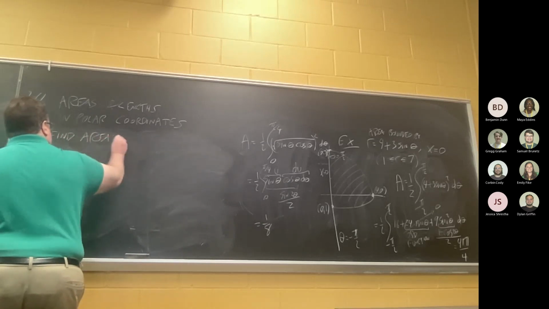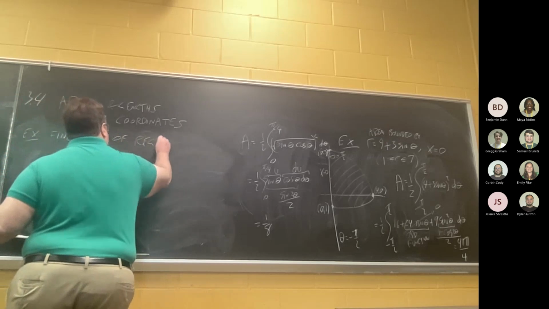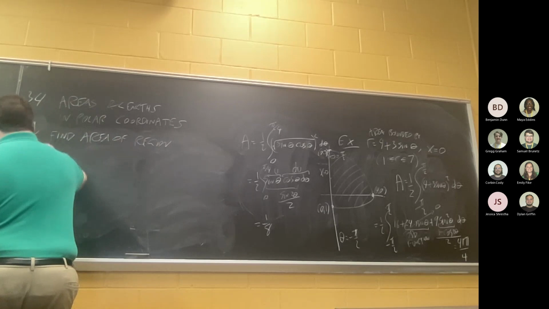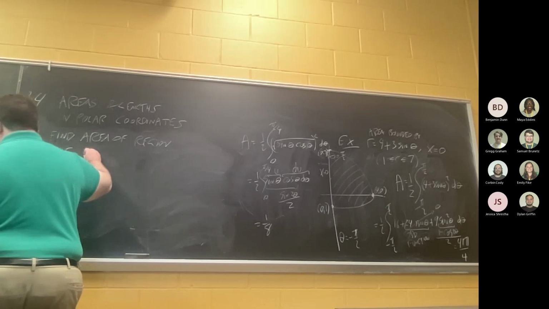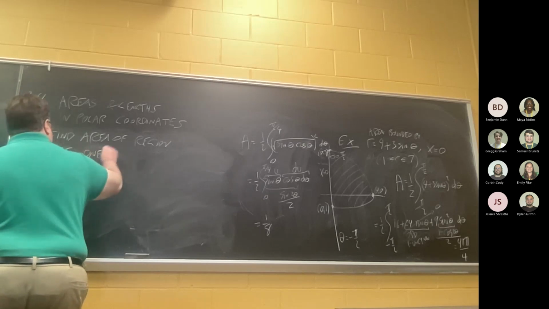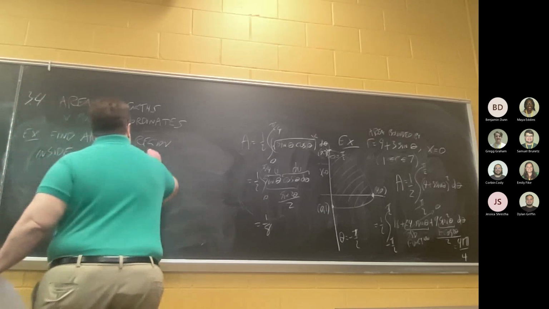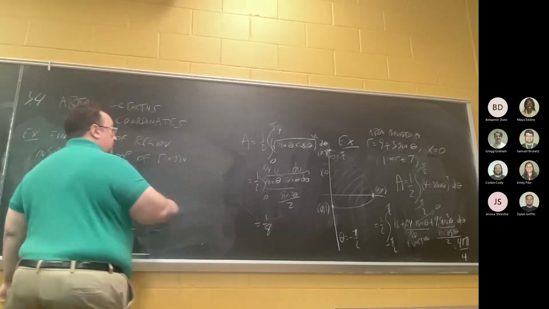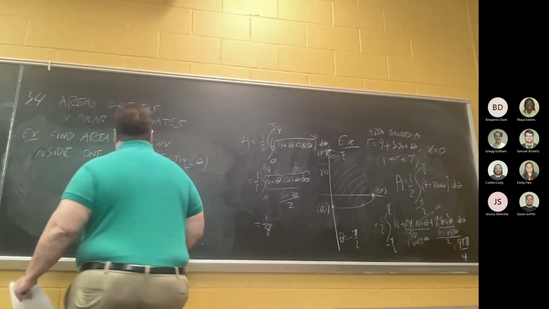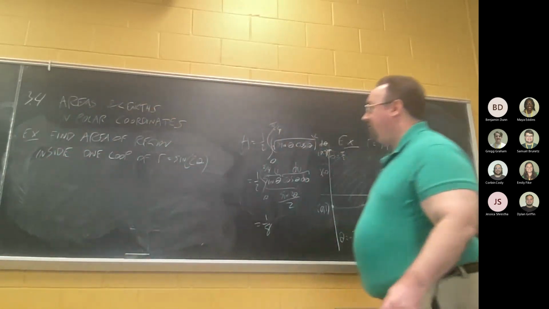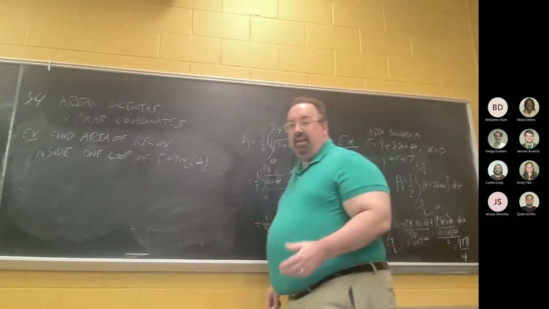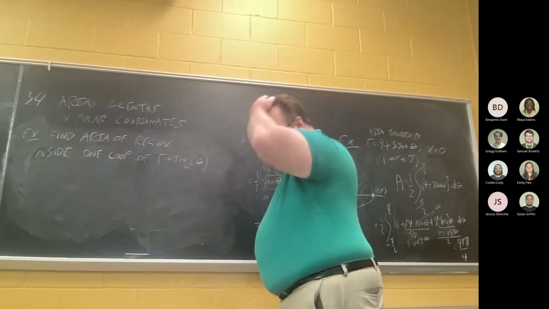Find the area of a region that's inside one loop of this curve, R is equal to sine of 2 theta. So in this case, I've not told you what the theta limits are going to be. They have to be figured out based on the fact that it's one loop.